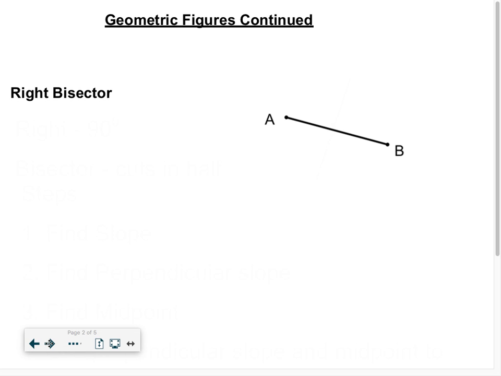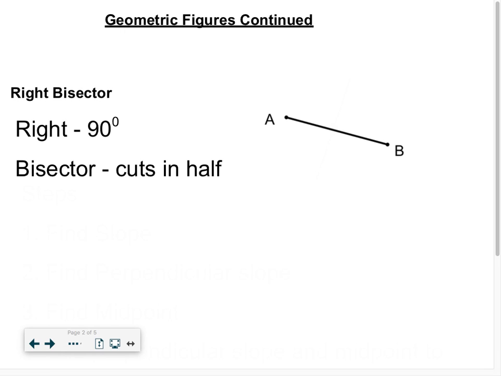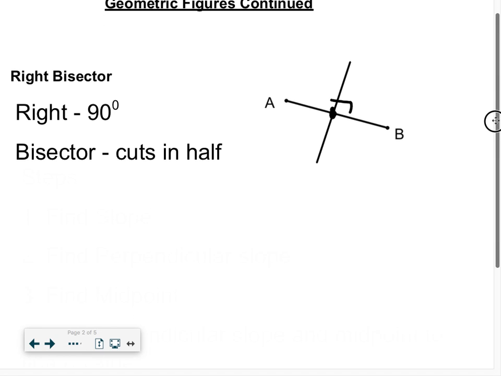So a right bisector, it's actually right in the words what it is. A right bisector is at a right angle, so meaning it's 90 degrees, and bisector means it cuts it in half. So whenever you hear the word bisector, you're cutting something in half. So it's going to be at a right angle and right in the middle. We've cut AB in half. We're at a right angle. Wow, it's a terrible drawing.